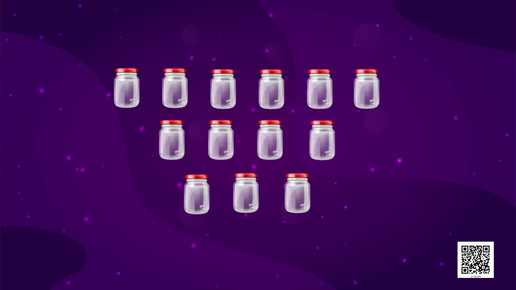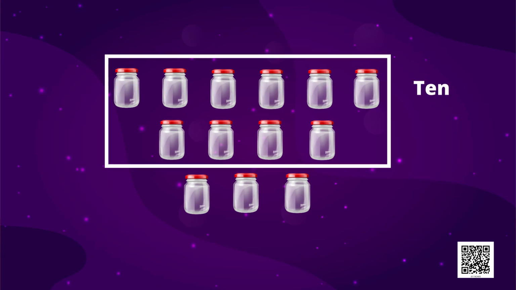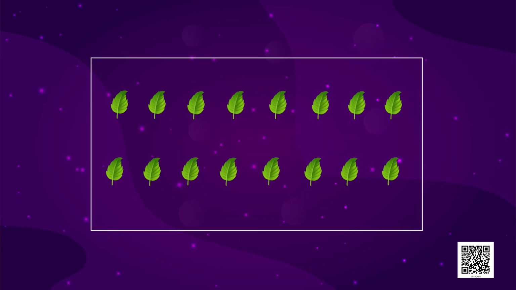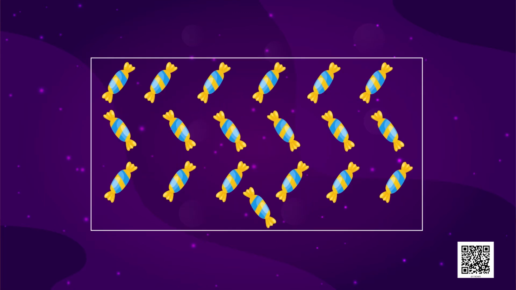Come, let's count these jars now. Grouping 10 together makes them easy to count. 1, 2, 3, 4, 5, 6, 7, 8, 9, 10. Let's circle them. That's a set of 10. And after that, 11, 12, 13. So here we have 13 jars. More than ice creams, but less than turnips. So children, make 10s with these leaves and toffees by yourselves.